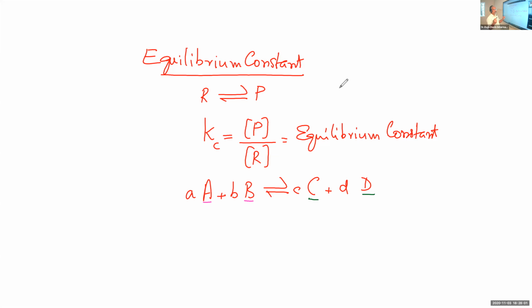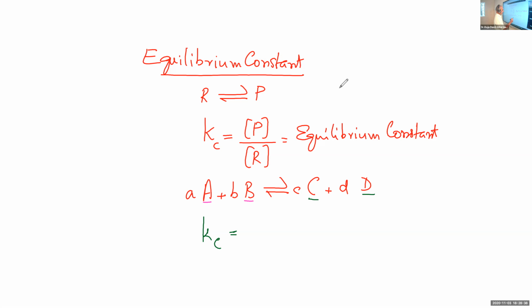Remember, capital A and capital B are the reactants. In the previous case, there was only one reactant, R, and only one product, P. Now we are going to generalize this equation: we have two reactants, A and B, and two products, C and D. Now, how can we express the equilibrium constant for this reaction? The equilibrium constant Kc is equal to right hand side by left hand side.